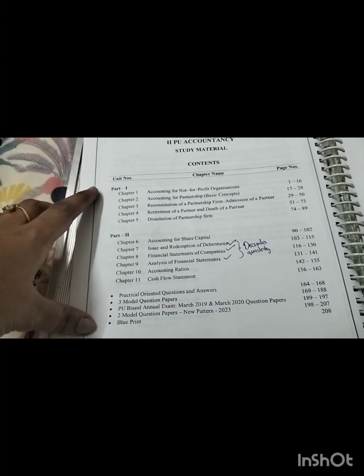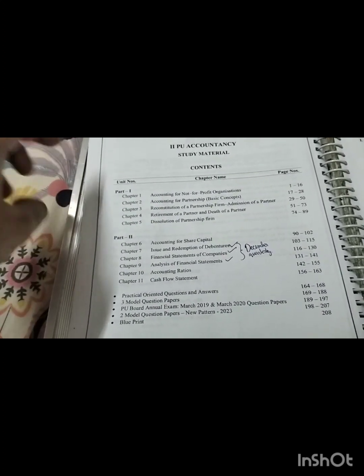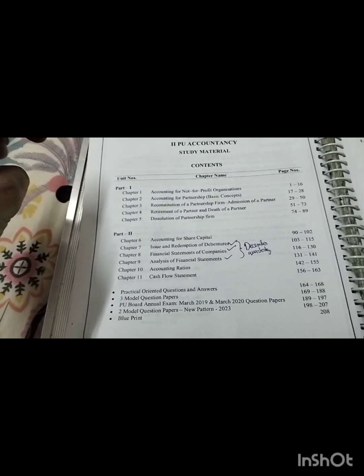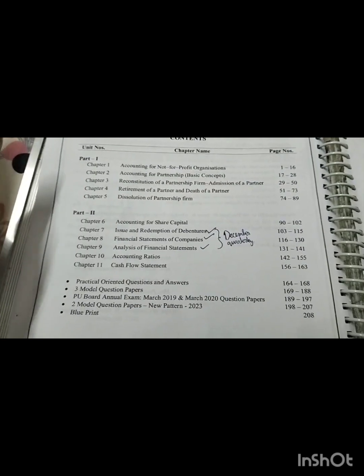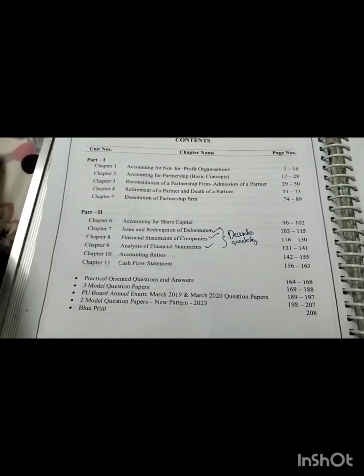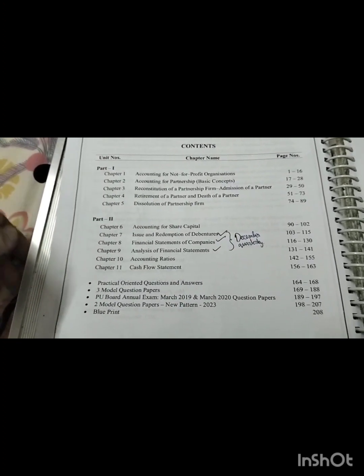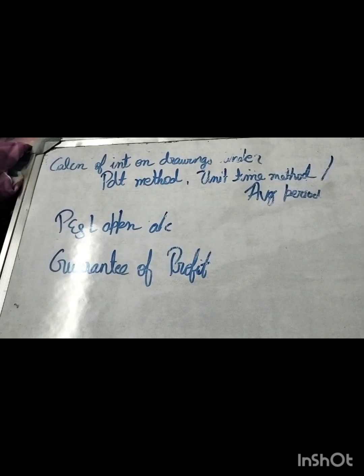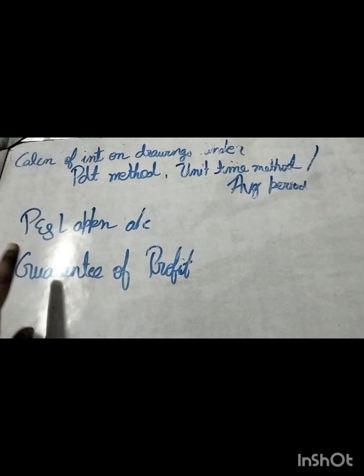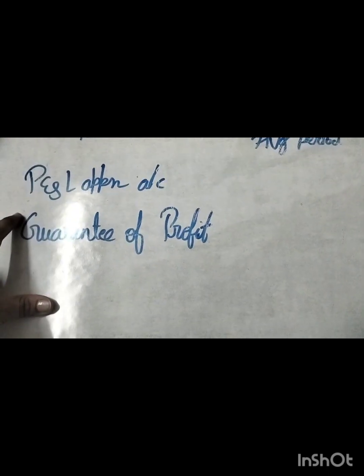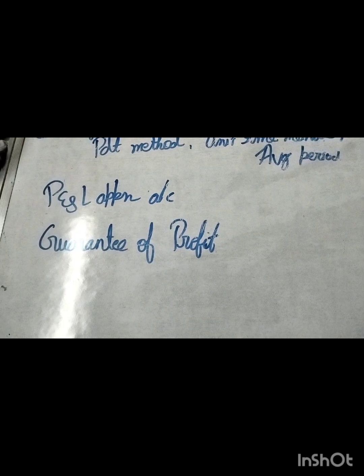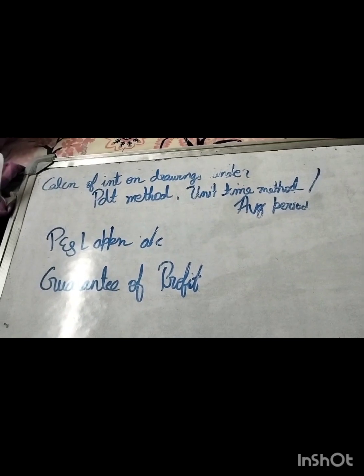So that's accounting for partnership and retirement of a partner, dissolution, accounting for share capital, financial statements, and analysis. It's totally 5 chapters. So you study these 5, I bet you will get 100 on 100. In this chapter we have the calculations of interest on drawings under product method, unit time or average period method, and the P&L appropriation and the problems based on guarantee of profit. So let's just see the 1 markers and the 2 markers just quickly.